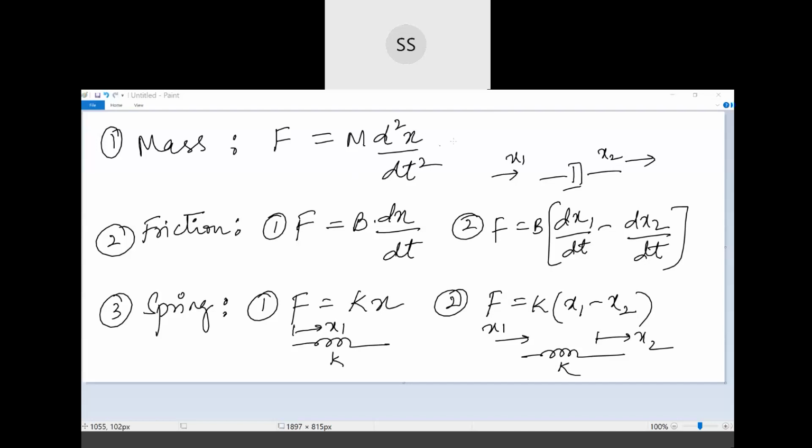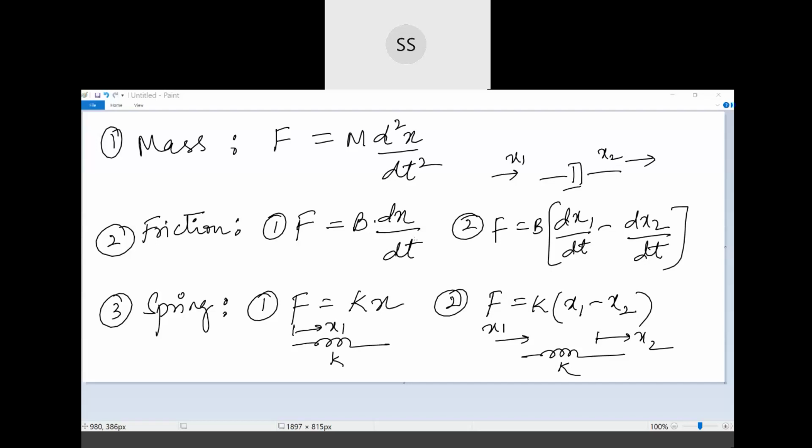X represents the displacement, and whenever the force F is applied, you can imagine that the mass is going to be displaced. So when it is displaced, that displacement will be represented by X, and at the same time it is associated with some friction also. So now the friction is represented by F equal to B into dx by dt.